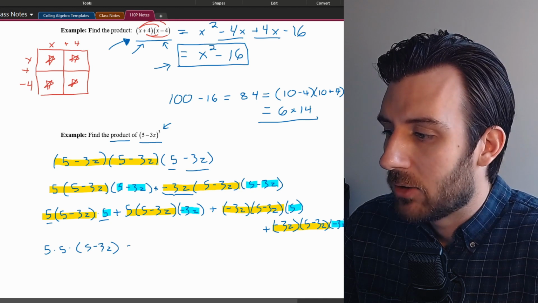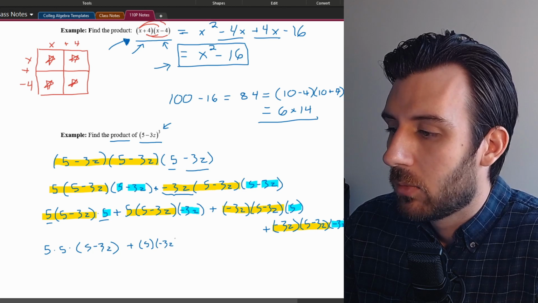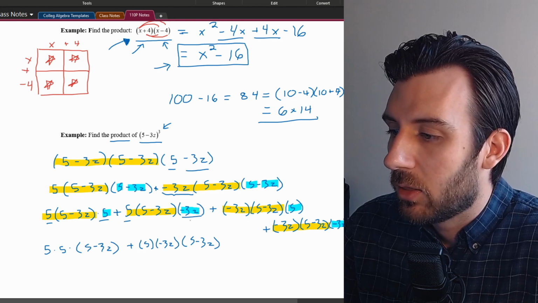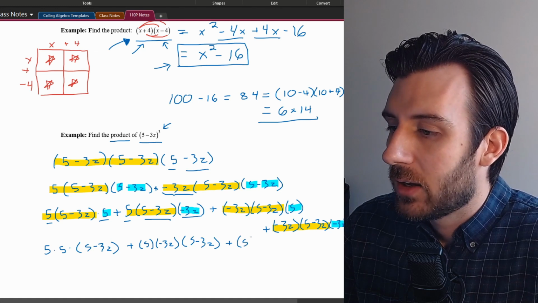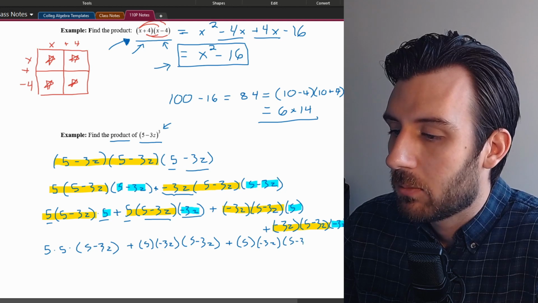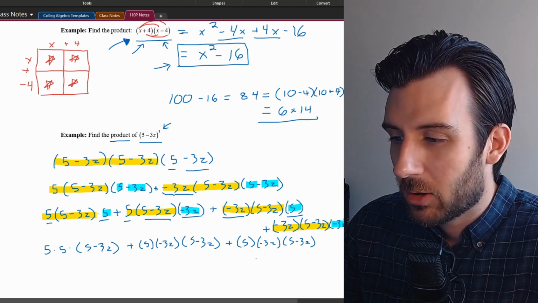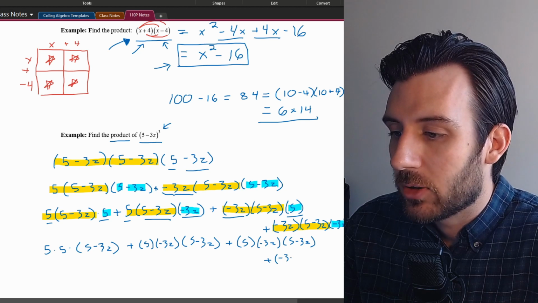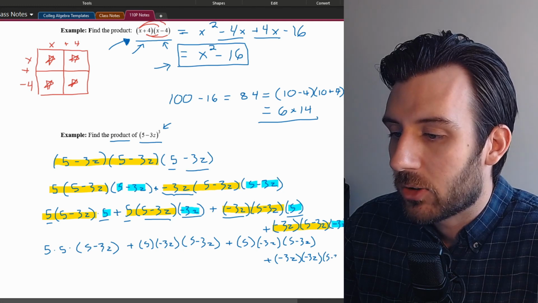We'll just take a moment and organize our thoughts. So then I have plus 5 and negative 3z times 5 minus 3z. That's from this and this being moved to the front, multiplied by here. Then I have plus 5 negative 3z times 5 minus 3z. That's from moving this 5 to the front over here, which I'm allowed to do. Again, commutative property, just reorganizing my multiplication. And then the last thing is that I have a negative 3z, and then 5 minus 3z.